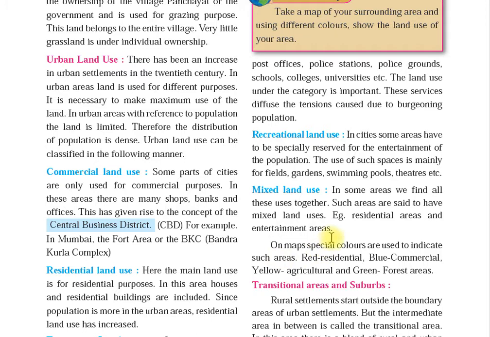Suppose we have got maps. On these maps, special colors are being used. For example, red is used for residential area, blue is used for commercial, yellow is used for agriculture, and green is used for forest areas.